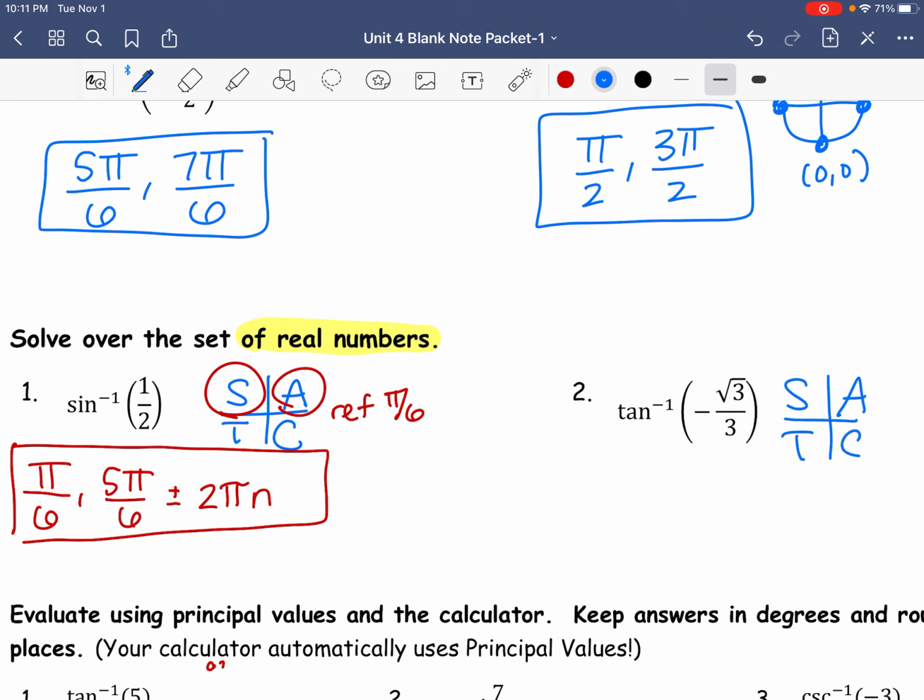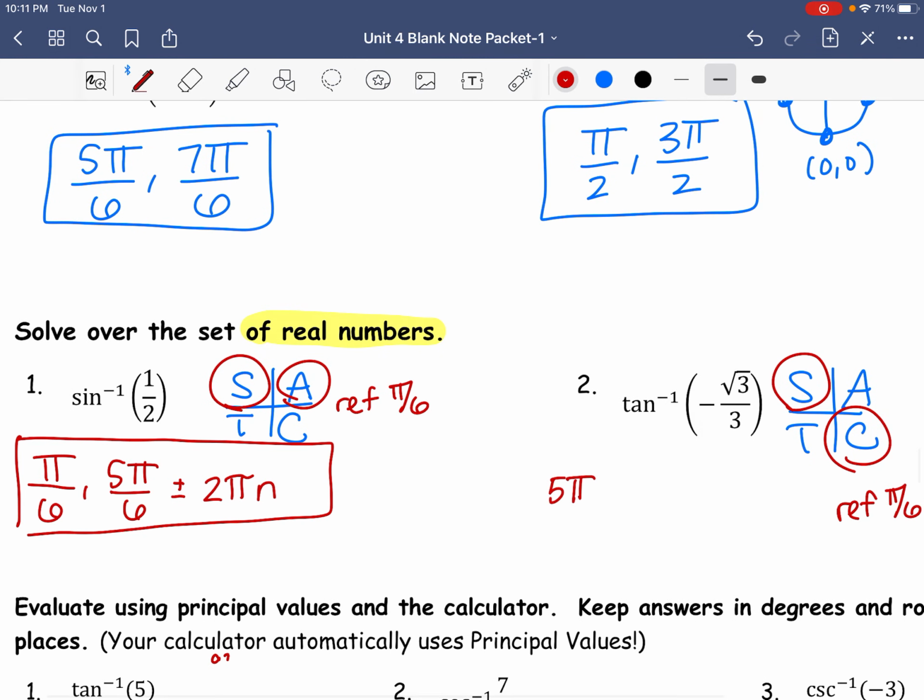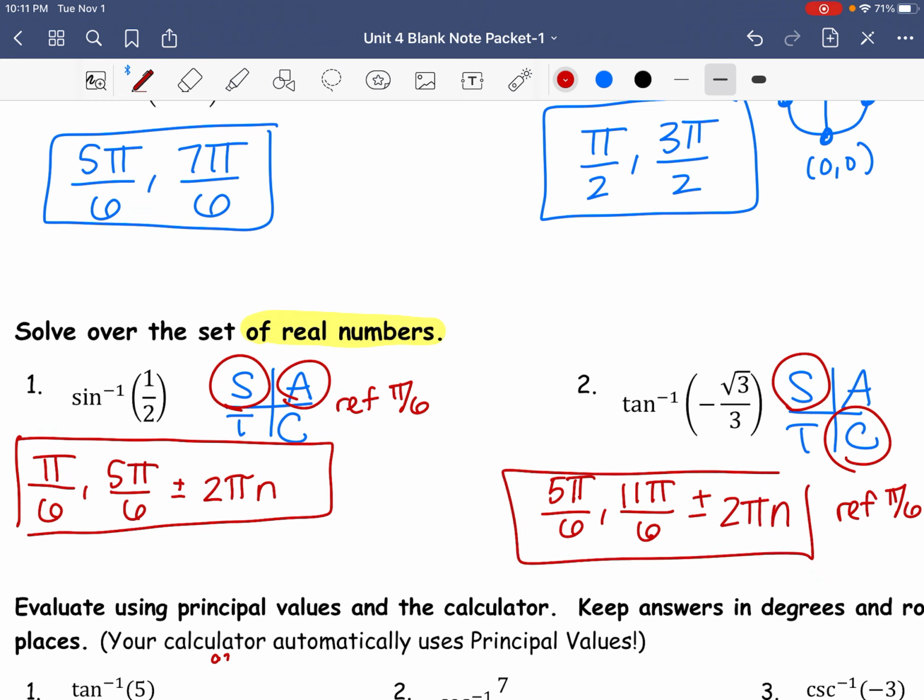Okay, number 2, all students take calculus. The tangent is negative here and here. My reference is pi over 6. Okay, let's find our 2 angles. 5 pi over 6 and 11 pi over 6. But because it's on all real numbers, I have to add plus or minus 2 pi n.